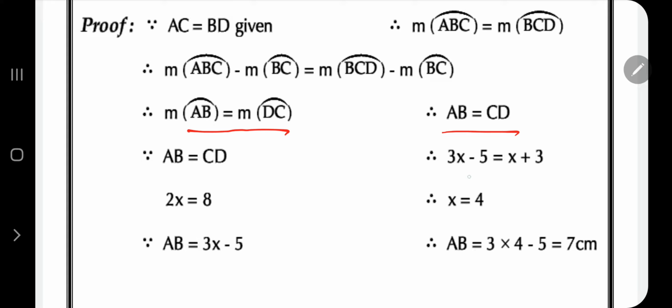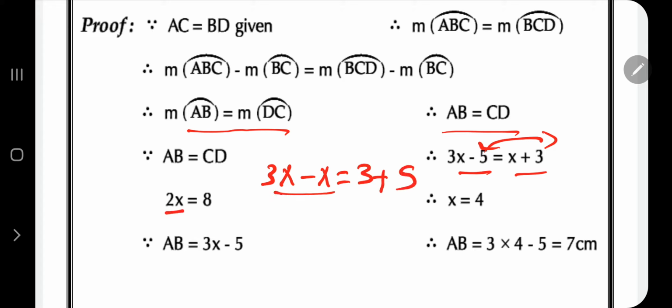That means 3x minus 5 equals x plus 3. I will change: 3x minus x equals 3 plus 5. 3x minus x will be 2x, and 3 plus 5 equals 8. So x will be 8 divided by 2, which is 4. After that I will get AB. AB equals 3 times 4 minus 5, which is equal to 7.